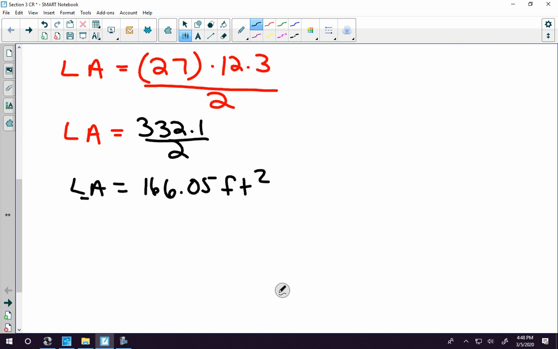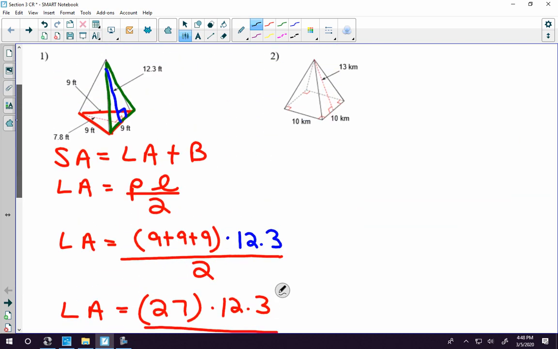All right. So what we have just found is the lateral area of the pyramid in number 1. Another way of saying that is we've just found the area of the 3 triangles around the pyramid, which is known as its lateral area. We now need to add on the area of the base, or the big B, to get the surface area.